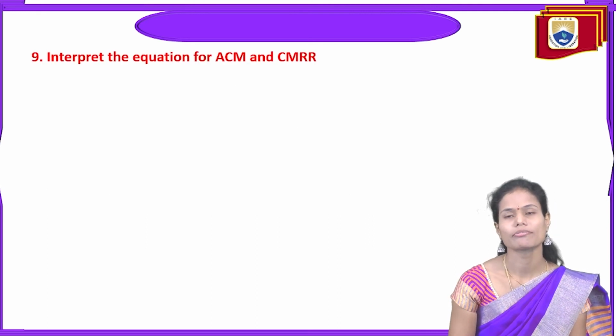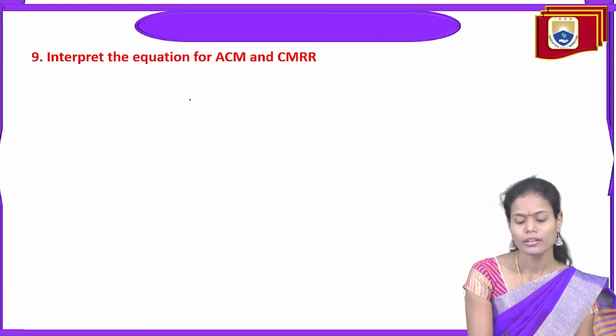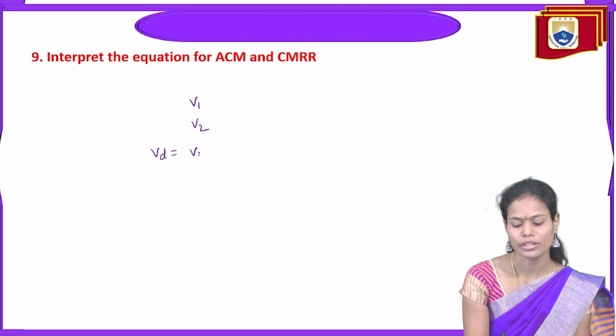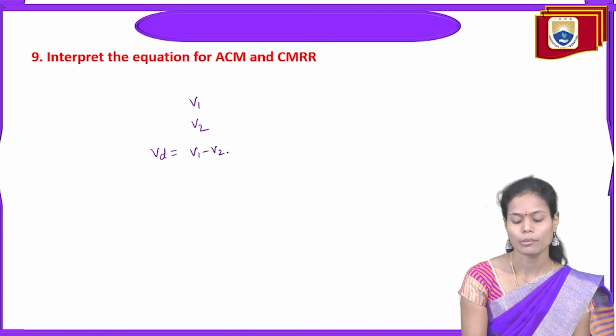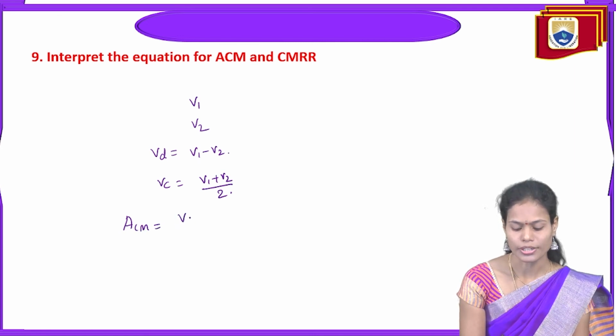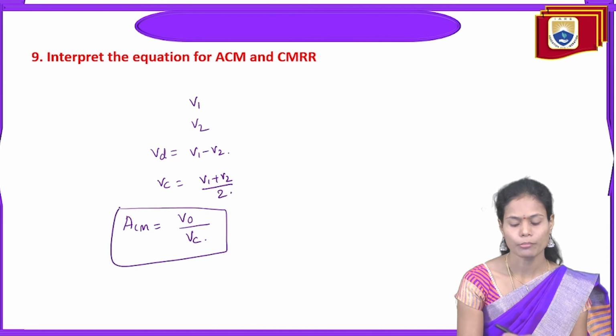And next, interpret the equation for common mode gain as well as CMRR of the operational amplifier. To calculate the common mode gain, we require the first input voltage, which is going into the non-inverting terminal, and the second voltage, which is going into the inverting terminal. So the differential voltage VD equals V1 minus V2. But to find the common mode gain, we require the common voltage, that is the average of these two voltages. So the output voltage V0 is equal to the common mode voltage VC here. So this is the common mode gain.